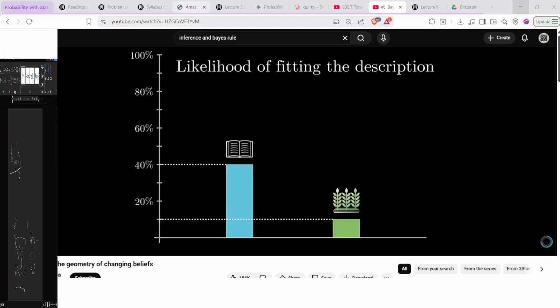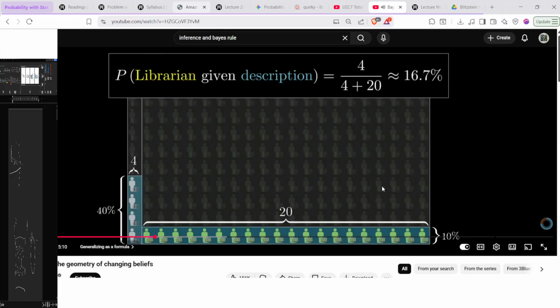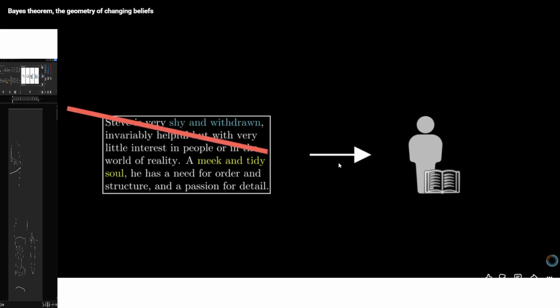Overcome the fact that there are way more farmers. The upshot, and this is the key mantra underlying Bayes' theorem, is that new evidence does not completely determine your beliefs in a vacuum; it should update the beliefs you already had.